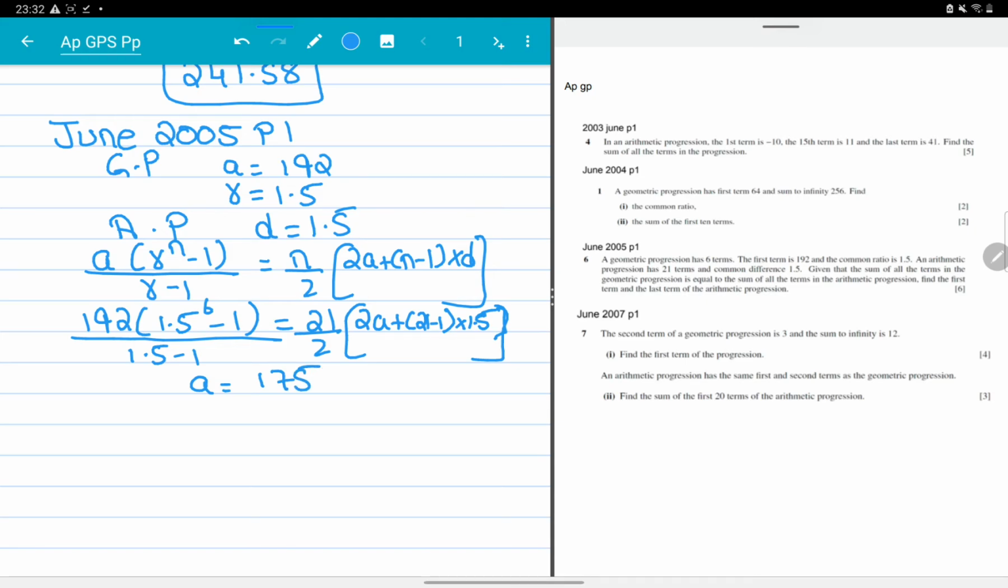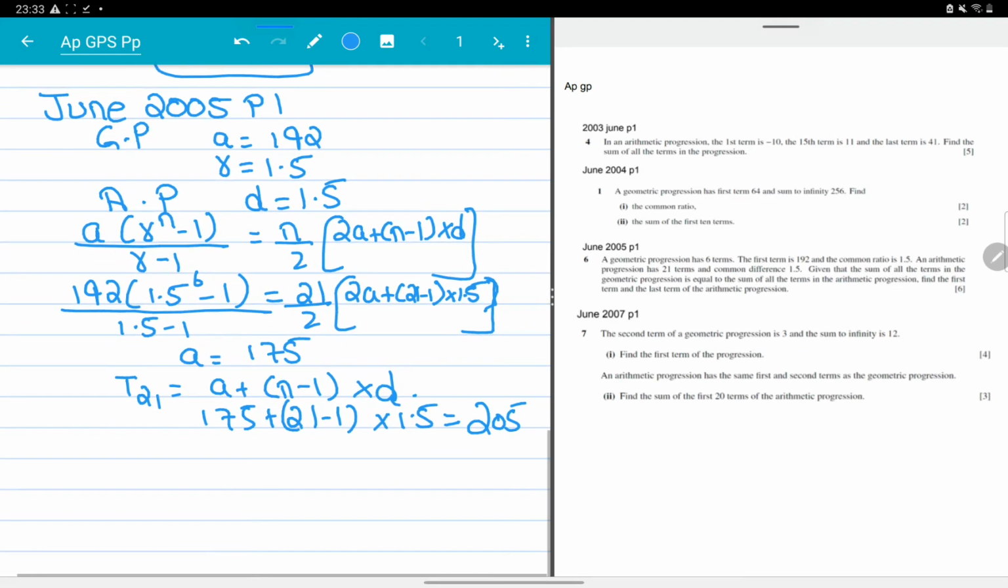Okay, now after finding the first term, they ask you to find the last term. In the AP we have a total of 21 terms, so the last term will be the 21st term. For the 21st term, we can use the formula a plus (n minus 1) into d. So the first term is 175, n is 21, and d is 1.5. So our last term will be 205.